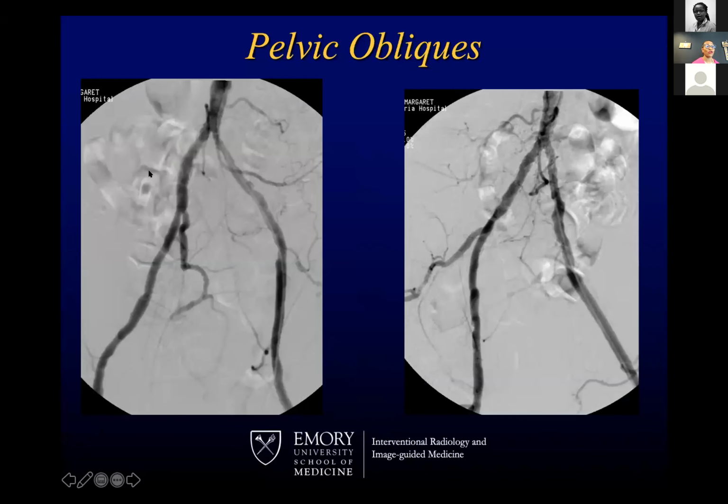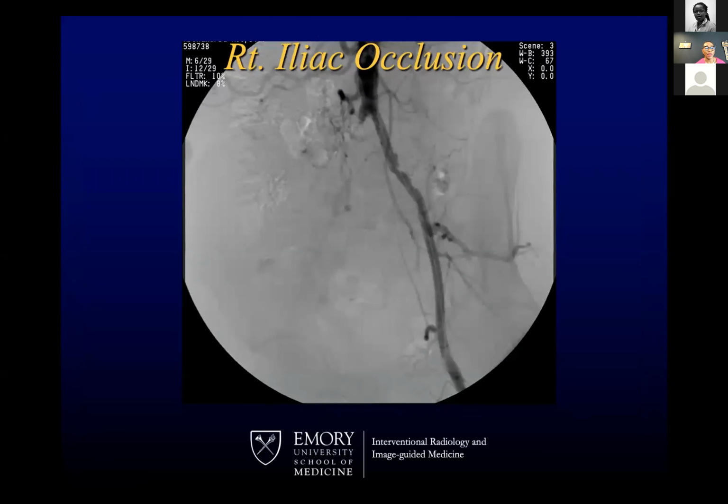Pelvic obliques are critical when you're trying to determine where you have disease and what you need to treat. Okay, now this patient has a right common iliac artery occlusion. What do you think the symptoms could be? Because you know what blood vessels this is going to be supplying. Please type that quickly in the chat. What do you think this patient will be presenting as? What kind of symptoms with this patient?